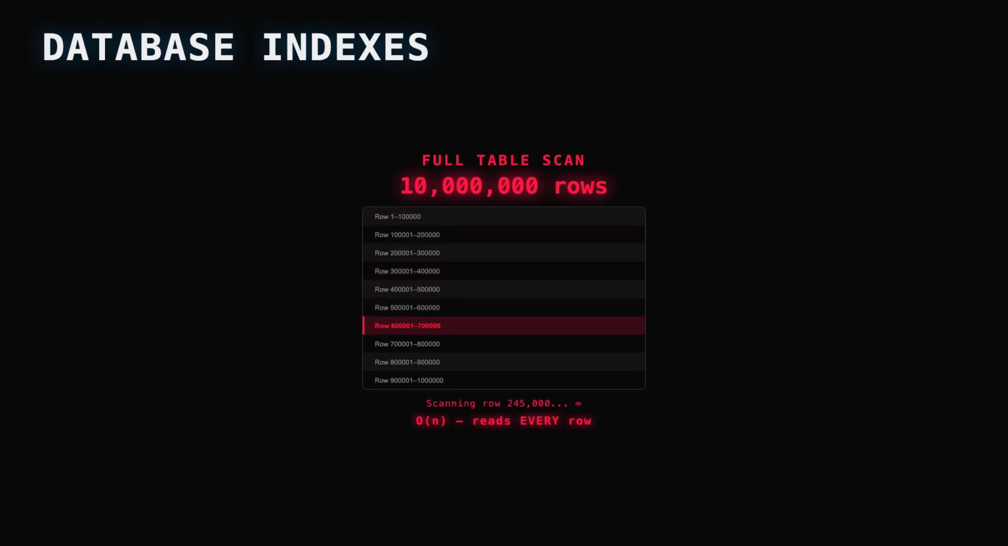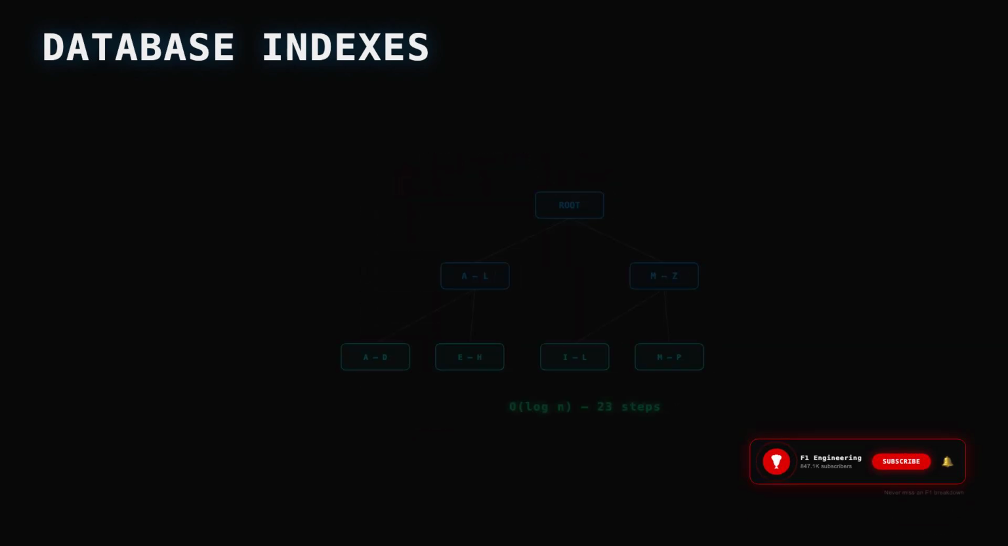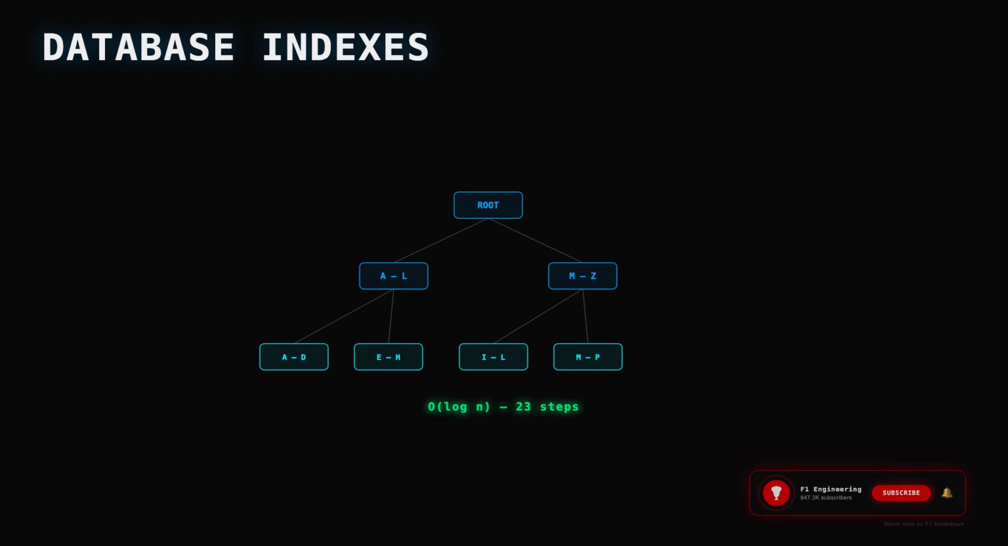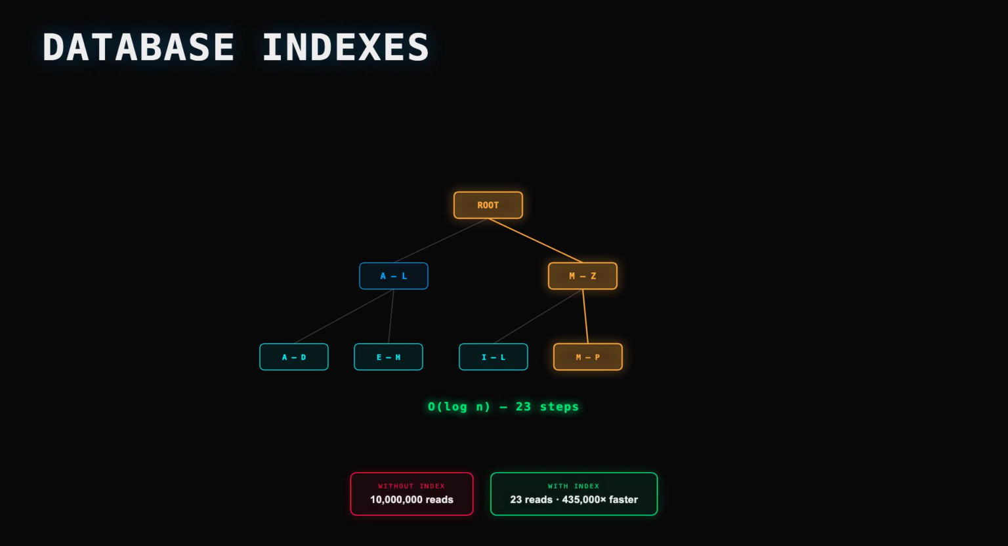Here's the problem. Say your user's table has 10 million rows. You run: select star from users where email equals john@example.com. Without an index, the database reads every single row, a full table scan, 10 million comparisons. With an index, it finds the row in about 23 steps. How? A database index is a B-tree, a balanced tree structure where every node holds a sorted range of values. Looking for an email? Start at the root. Is your value less or greater? Go left or right. 23 steps later, found. Indexes trade write speed and storage for dramatically faster reads. Most production databases index every column you search or sort by.